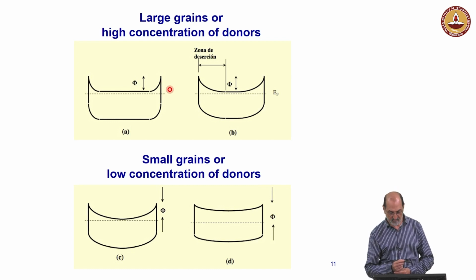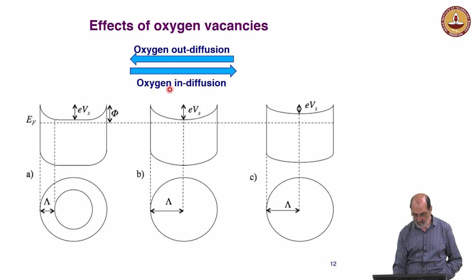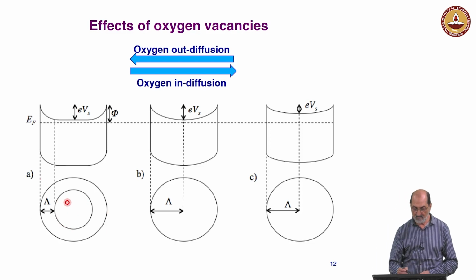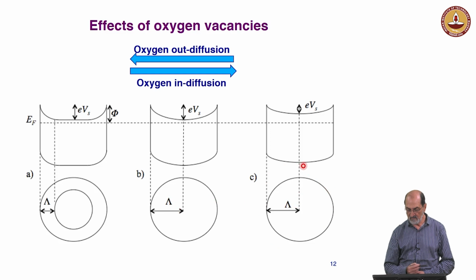People are confused with this in the literature. Okay, we saw this yesterday. That is to show you in 3 dimensions. Well, it's 2 dimensions. Grains with the bulk region in the middle, and the concentration of dopants is not very high. We are going to have a completely depleted of carriers grain.